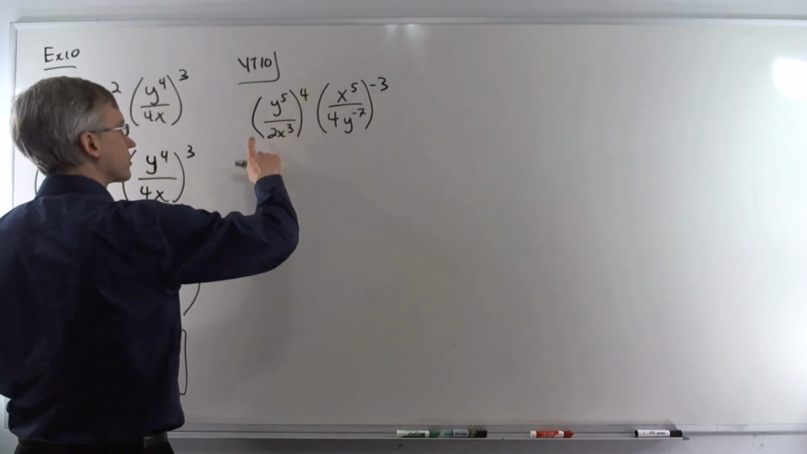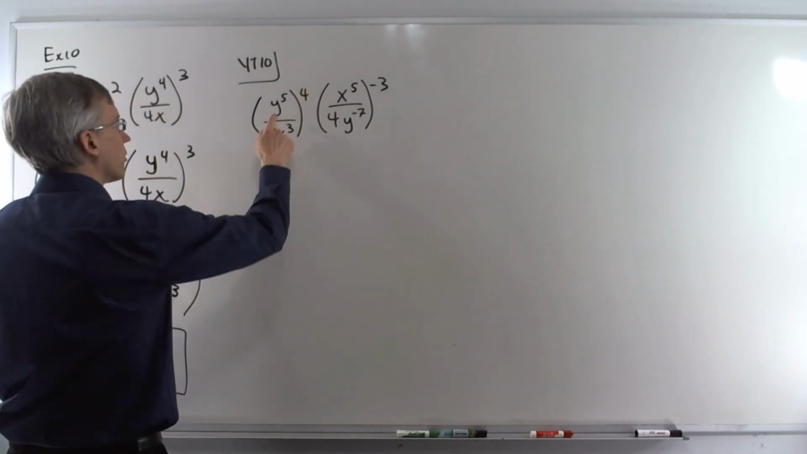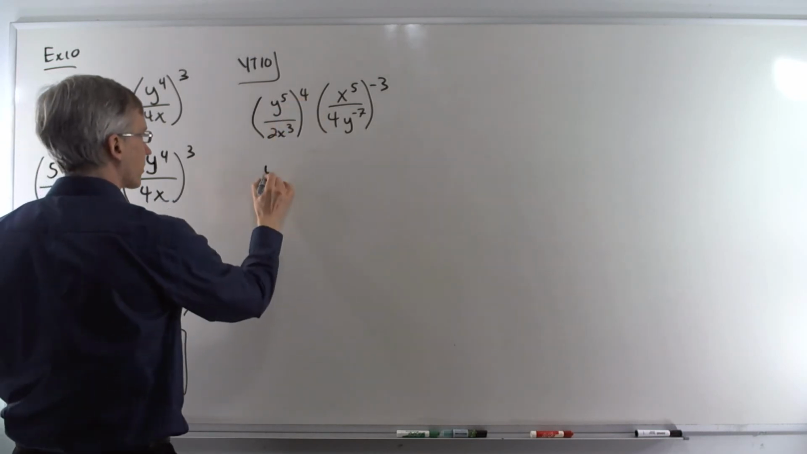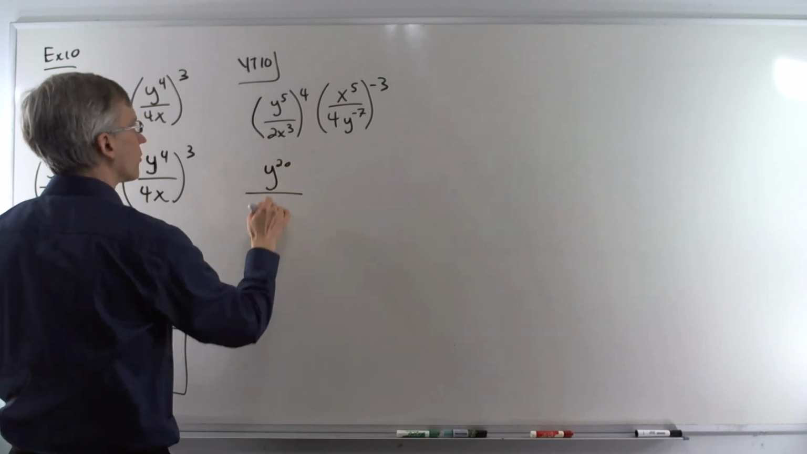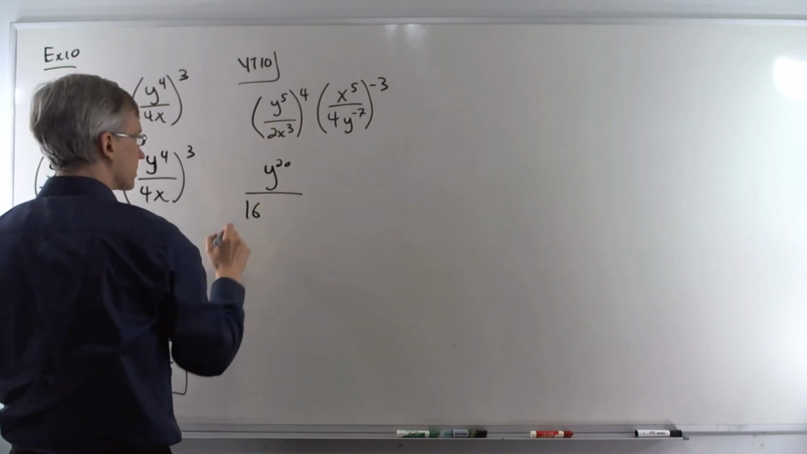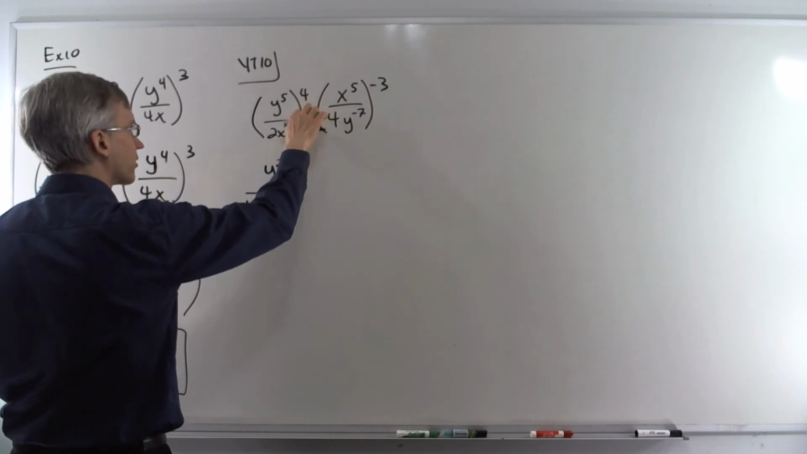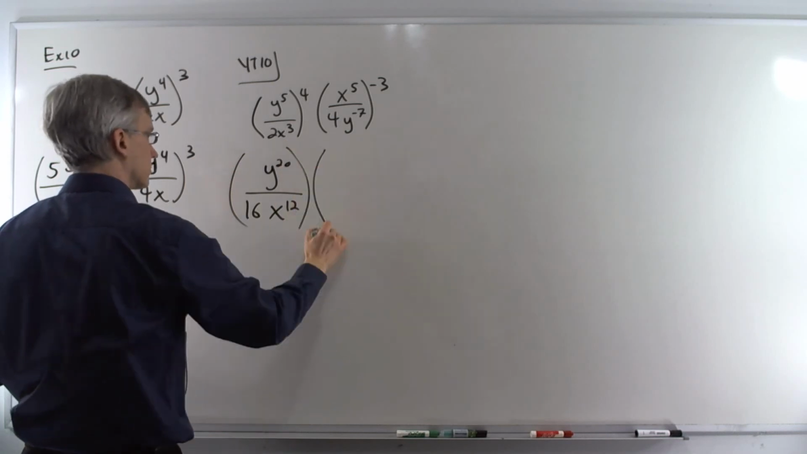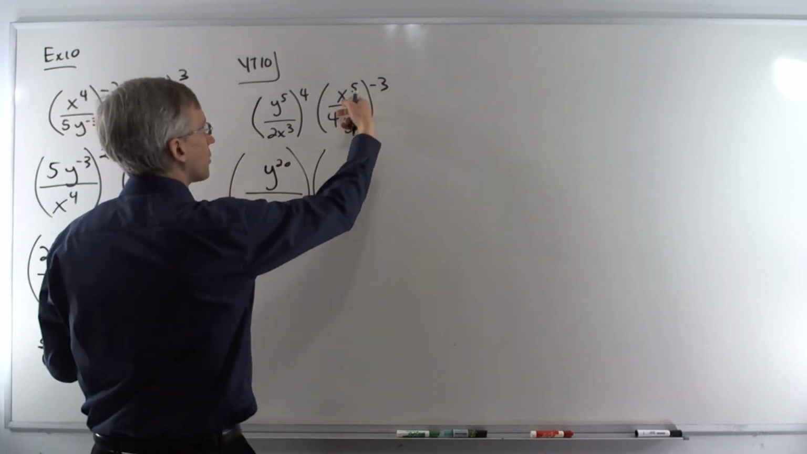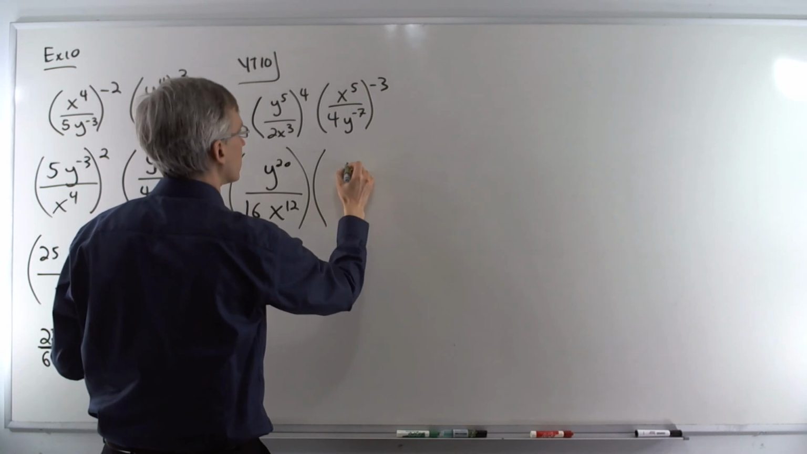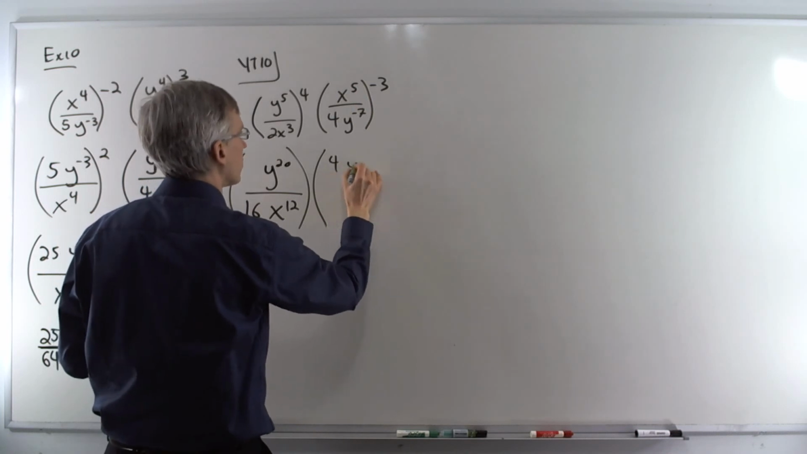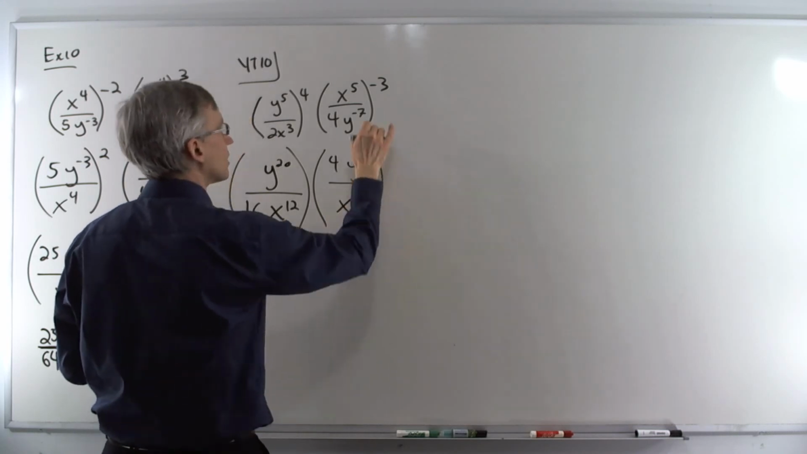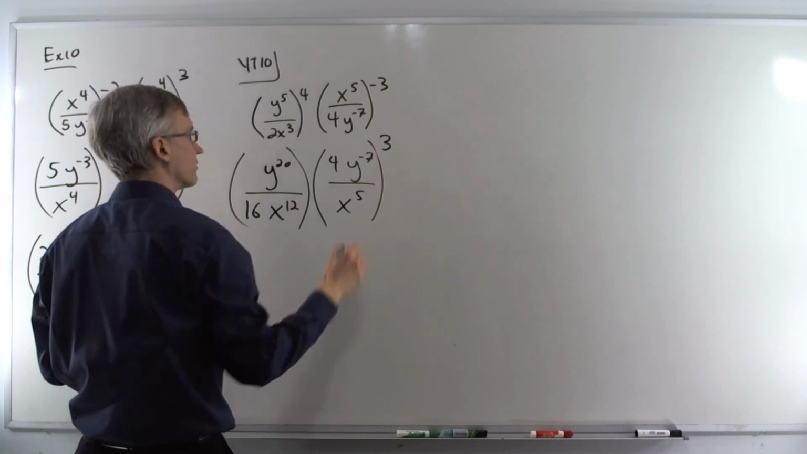So I'm going to apply this exponent to all three things inside the parentheses here. Y to the 5th to the 4th. Power to a power, we have 5 times 4, or y to the 20th. Over 2 to the 4th is 16, stays in the denominator. X to the 3rd to the 4th, 3 times 4 is 12, that is x to the 12th. Now this one, we're going to flip this fraction over. So we get 4 y to the negative 7 over x to the 5th, and then we're going to change the sign on this to positive.